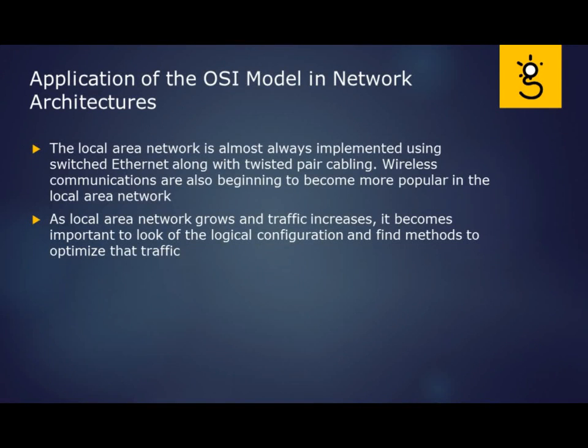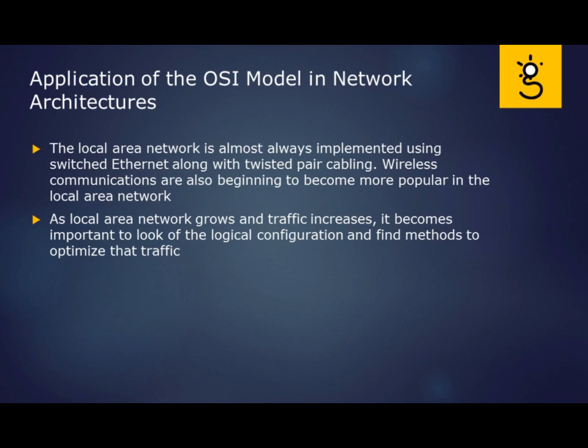Now let's talk about the application of the OSI model into the network architecture. Your local area network is almost always implemented using switched Ethernet that uses copper twisted pair cabling. We also use wireless communications, and that's becoming more and more popular to connect us in the local area network.